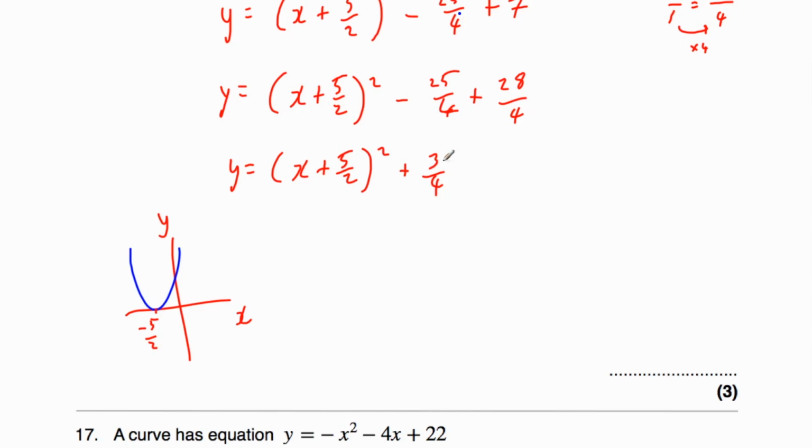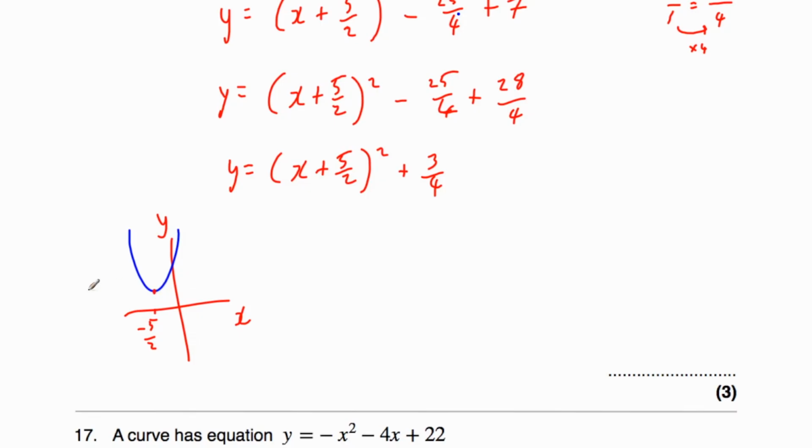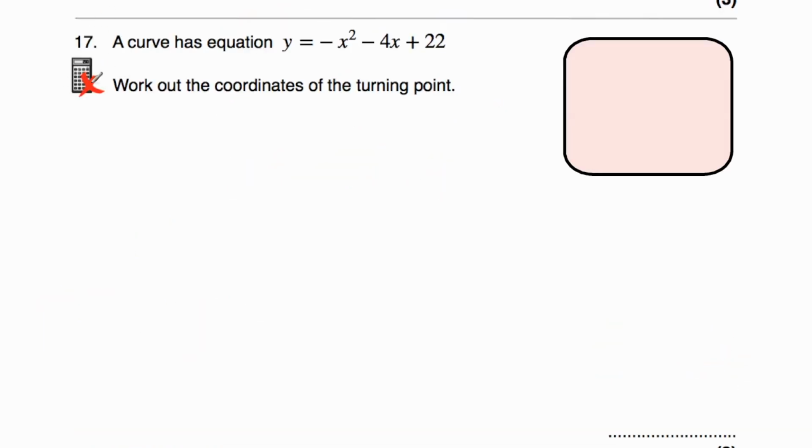And then we're going to move the graph 3 quarters up. So we're going to then translate it 3 quarters upwards. It's going to move to there. So that means that the coordinates of this turning point would be minus 5 over 2, 3 quarters. And that's it. Okay, let's have a look at question number 17.